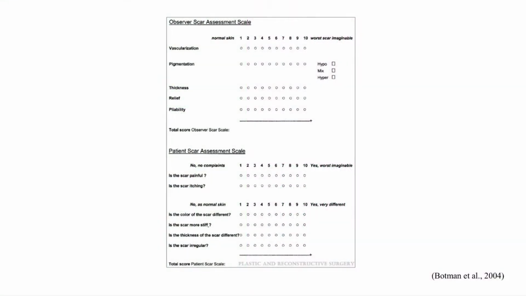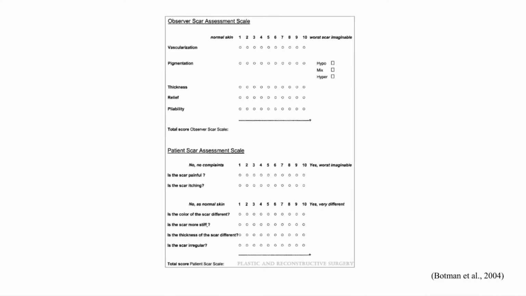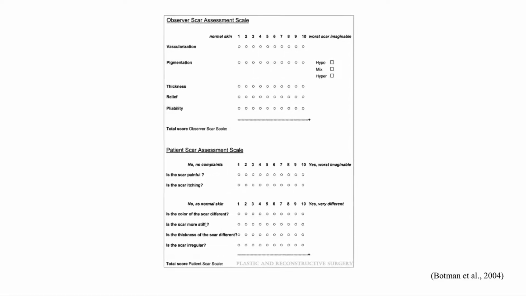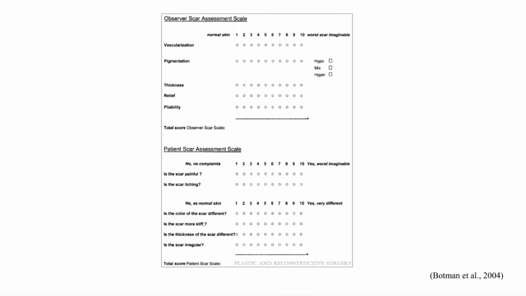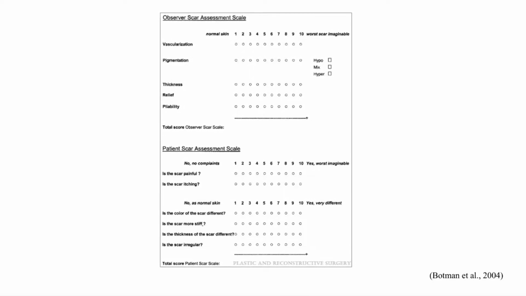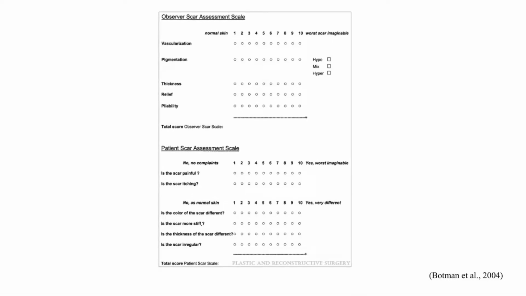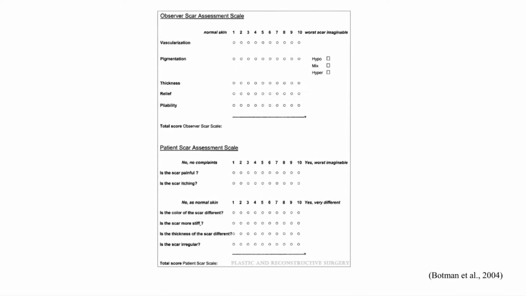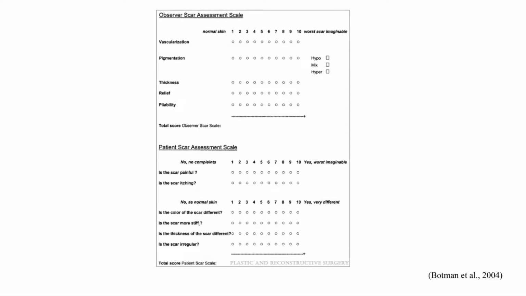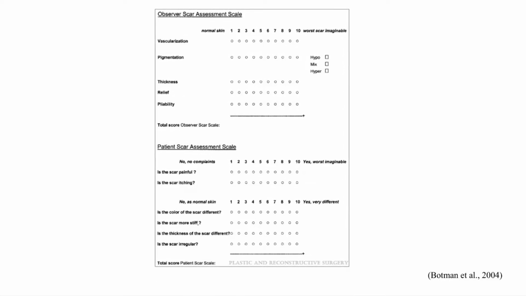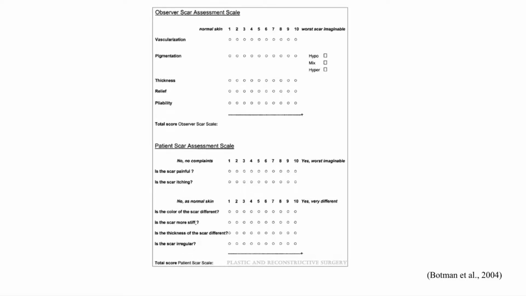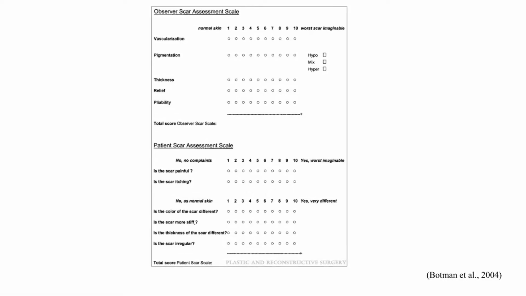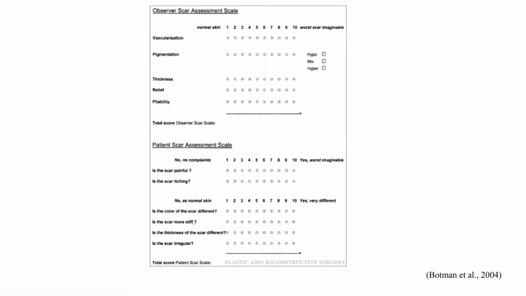Here is the scoring sheet for both the observer portion and the patient portion of the Patient and Observer Scar Assessment Scale. For the observer portion, you can see the 5 categories with the subcategories for pigmentation, and you can see the scale of 1 to 10, with 1 meaning normal skin and 10 meaning the worst scar imaginable. There is also a section where this total score can be determined, which would range from 5 to 50, depending on the severity of the individual's scar.